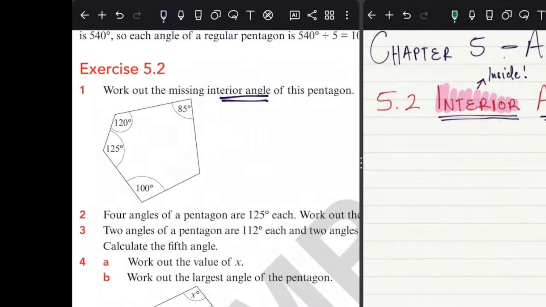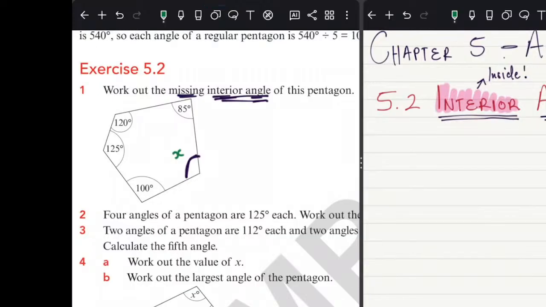So if they ask you to find an interior angle, they want an inside angle. They don't want an outside angle. They want an inside angle. So in here they say work out the missing inside angle. Interior means inside. Work out the missing inside angle. Well, which one is missing? We have this one, we have this one, we have this one, we have this one. Oh, this one is the missing one. So we have found the missing one is this one. We'll call it X. That is the one they want us to find.